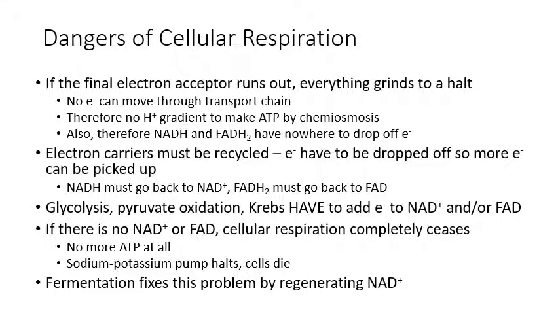Not only that, but NADH and FADH2 don't have anywhere to drop off their electrons, so they're going to be stuck as NADH and as FADH2. They need to drop off their electrons so they can go back to being NAD plus and FAD. That's because the other processes in cellular respiration have to have NAD+ or FAD. Glycolysis and pyruvate oxidation have to have NAD+. The Krebs cycle has to have NAD+ and FAD. If you don't have them, then those processes cannot run. So they're going to stop as well.